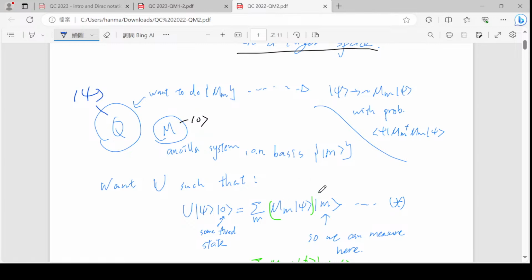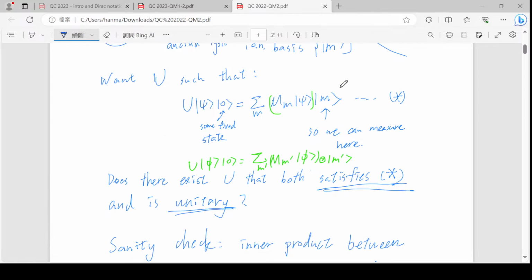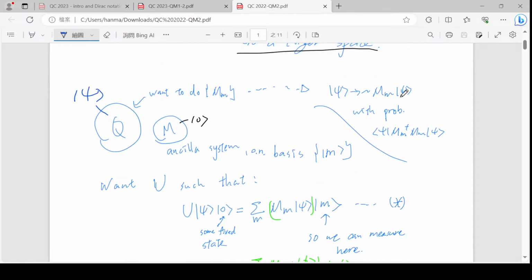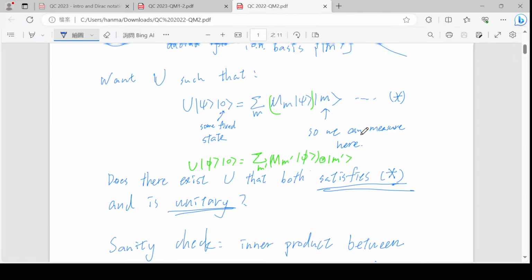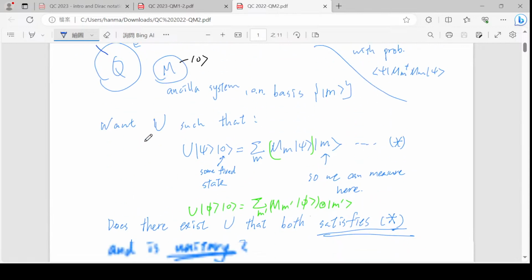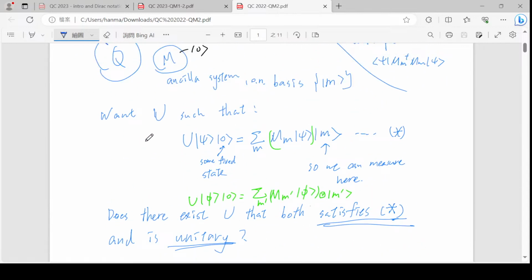So each one of those are orthogonal because you get different m here. And later we'll measure this register, and that will force the Q part into this state, and you get your generalized measurement. Okay. And so first we need to check that this U actually exists.